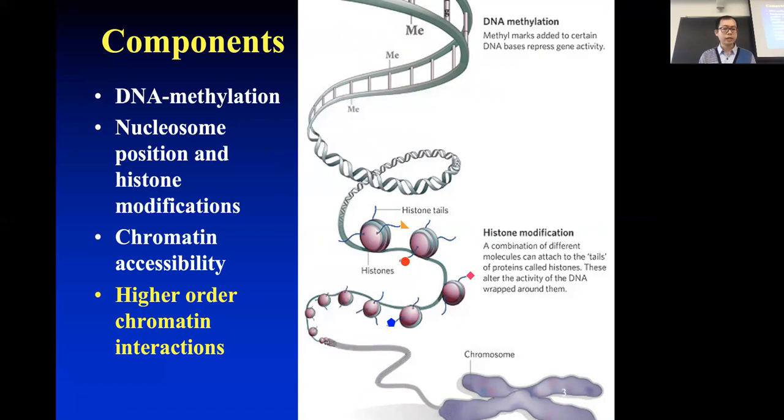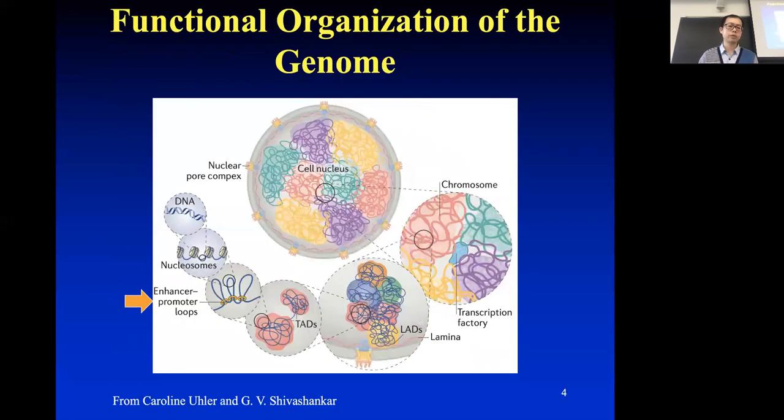Then the last part is the focus of what we will discuss today: even higher-order chromatin interactions. Why do we call it higher order? Let me show you a figure about this hierarchy. On the left is the DNA, a simple strand. Then the DNA wraps around the nucleosomes, and different nucleosomes have different modifications and different functions.